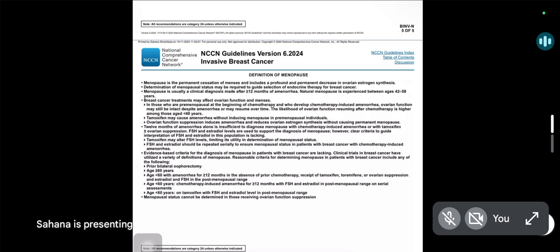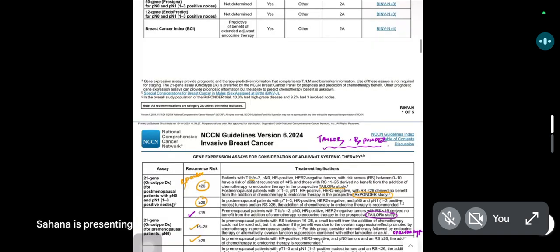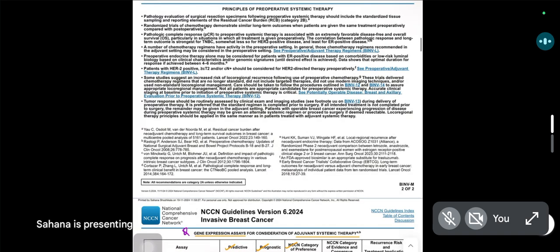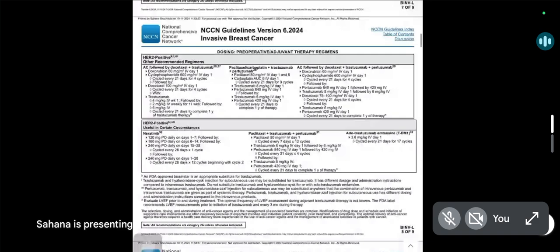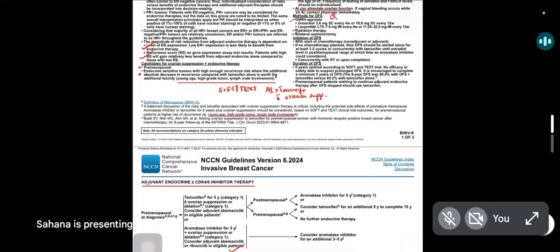Postmenopausal status cannot be determined in those receiving ovarian function suppression. That is why in these GnRH analogs, when the patient is receiving them, they are subjected to serial assessment of FSH and estradiol, especially prior to the start, for their menopausal status. So this is what they're telling. Monitor their estradiol and follicle stimulating hormone levels. If under 60 on endocrine therapy or chemotherapy, then it has to be done.